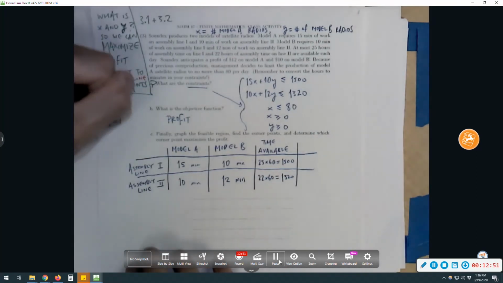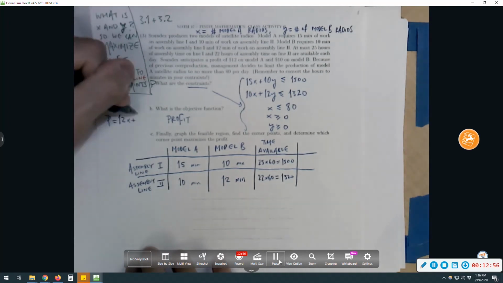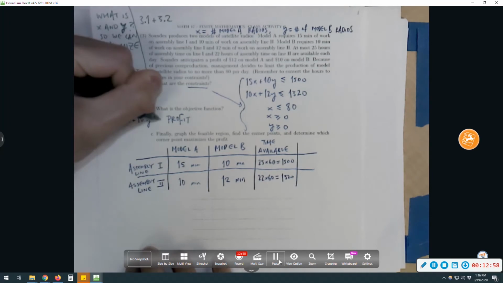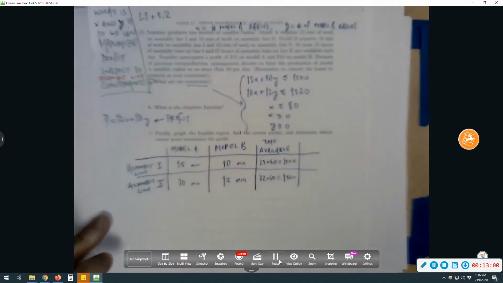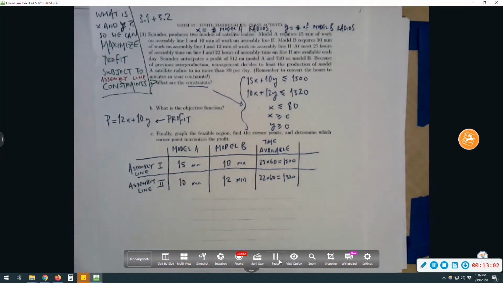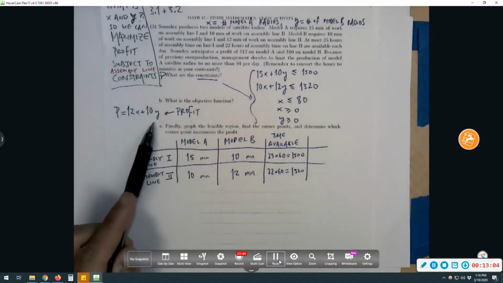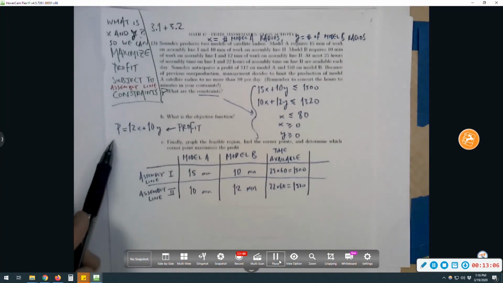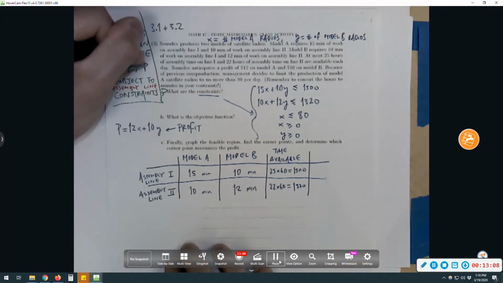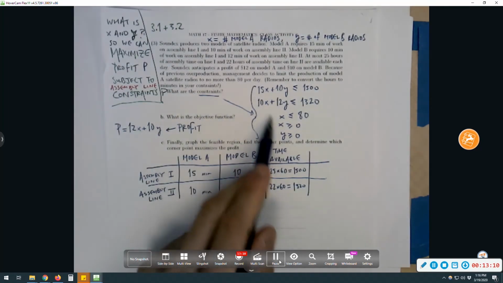So this will just be 12x plus 10y. Okay, so that's this here. Again, what we are trying to do is maximize the P, subject to these constraints here.